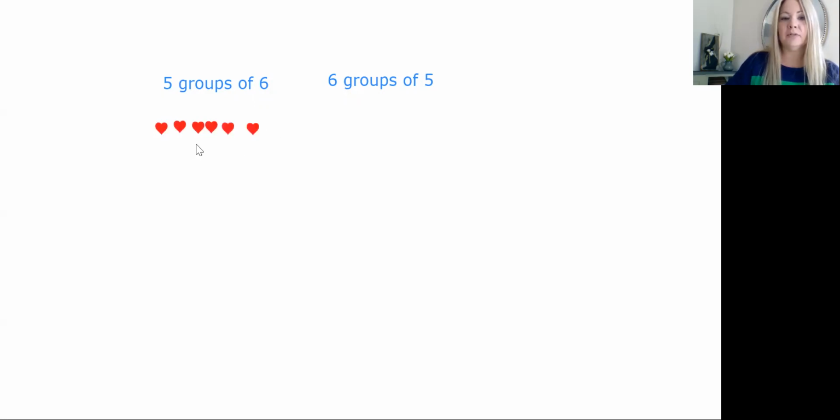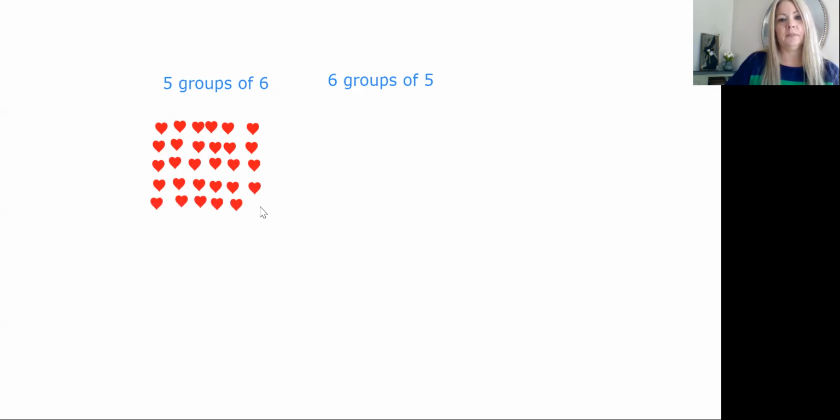So I've got 1 row of 6, 2 rows of 6, 3 rows of 6, 4 rows of 6, 5 rows of 6. That's what my array for 5 groups of 6 will look like.